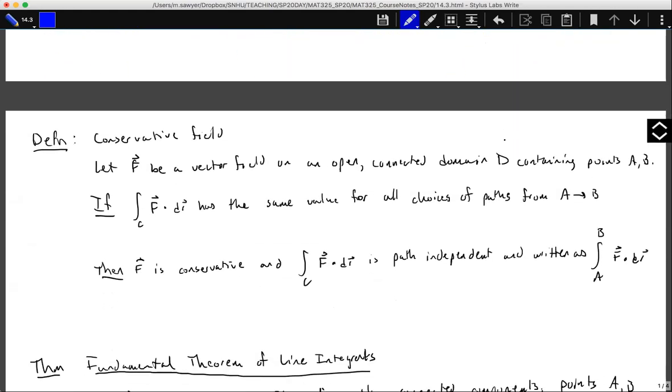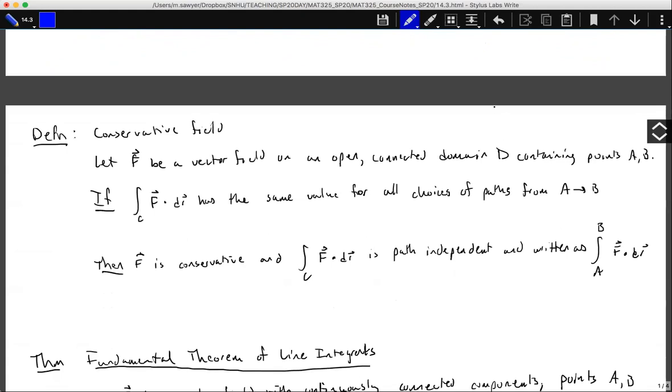So if we have a conservative vector field, we have, if F is a vector field on an open connected domain, here connected means that if you have any particular point, you can get to any other point in your domain by a curve, so there's a path between any two points in your domain. This is what it means to be connected.